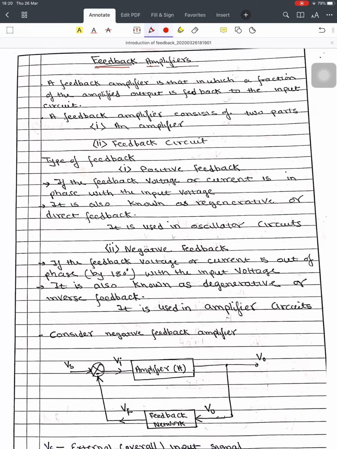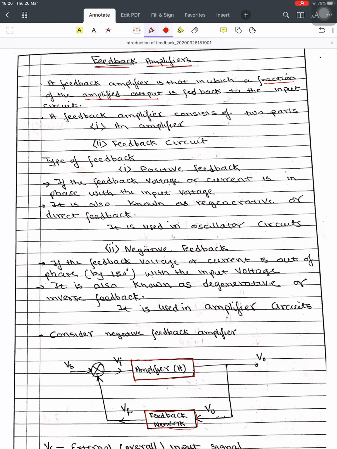Today we are going to discuss feedback amplifiers. A feedback amplifier is one in which a fraction of the amplified output is fed back to the input circuit. A feedback amplifier consists of two blocks or two components. The first one is the basic amplifier and the second is a feedback network.